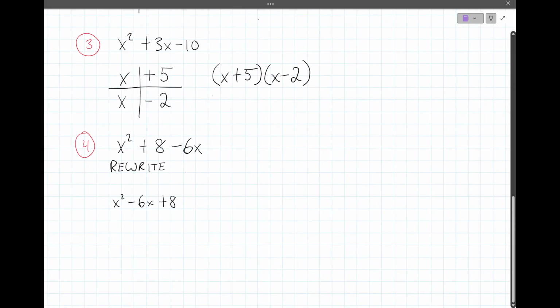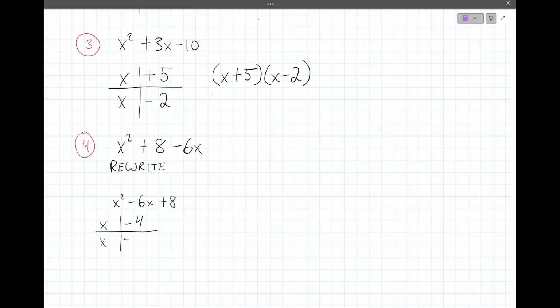Oh, here I see the pattern. Again, I need to multiply to positive 8 and add to negative 6. If I have that negative-positive combination, I know both of these are negative. This has to be x, that has to be x. And I have 8 and 1, well, that's going to be 9, so that's not going to work. So it has to be 4 and 2, where negative 4 plus negative 2 makes negative 6. So I'm going to get x minus 4, x minus 2. And there we are, that's my factoring.